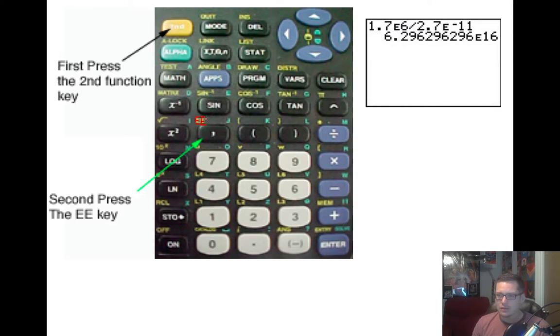So let's say you were taking 1.7 times 10 to the 6th, and you were dividing it by 2.7 times 10 to the minus 11th. This is how we'd write it out on paper, right? This makes sense. Now, the problem is, if you put this into your calculator just like this, 1.7 times 10 to the sixth, and then divided by 2.7 times 10 to the minus 11th, your calculator would divide by 2.7 and then multiply by 10 to the negative 11th, because the calculator doesn't understand that the denominator has to stay together.